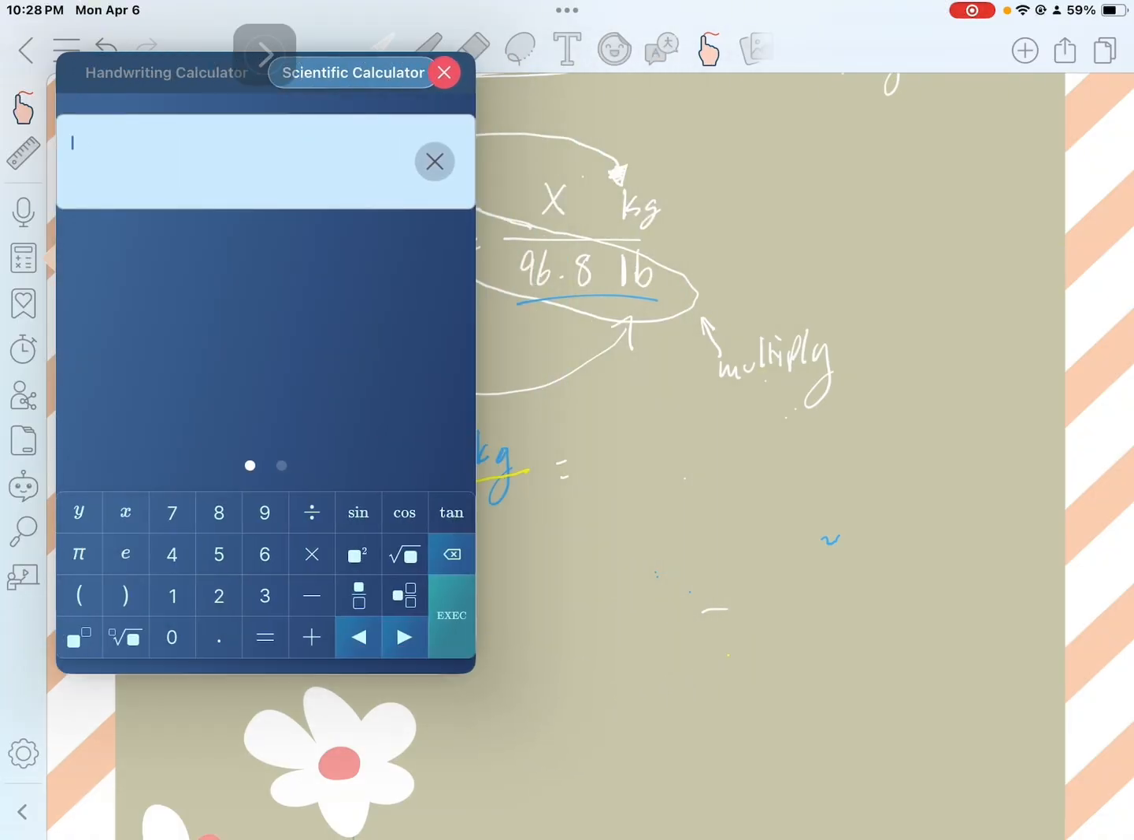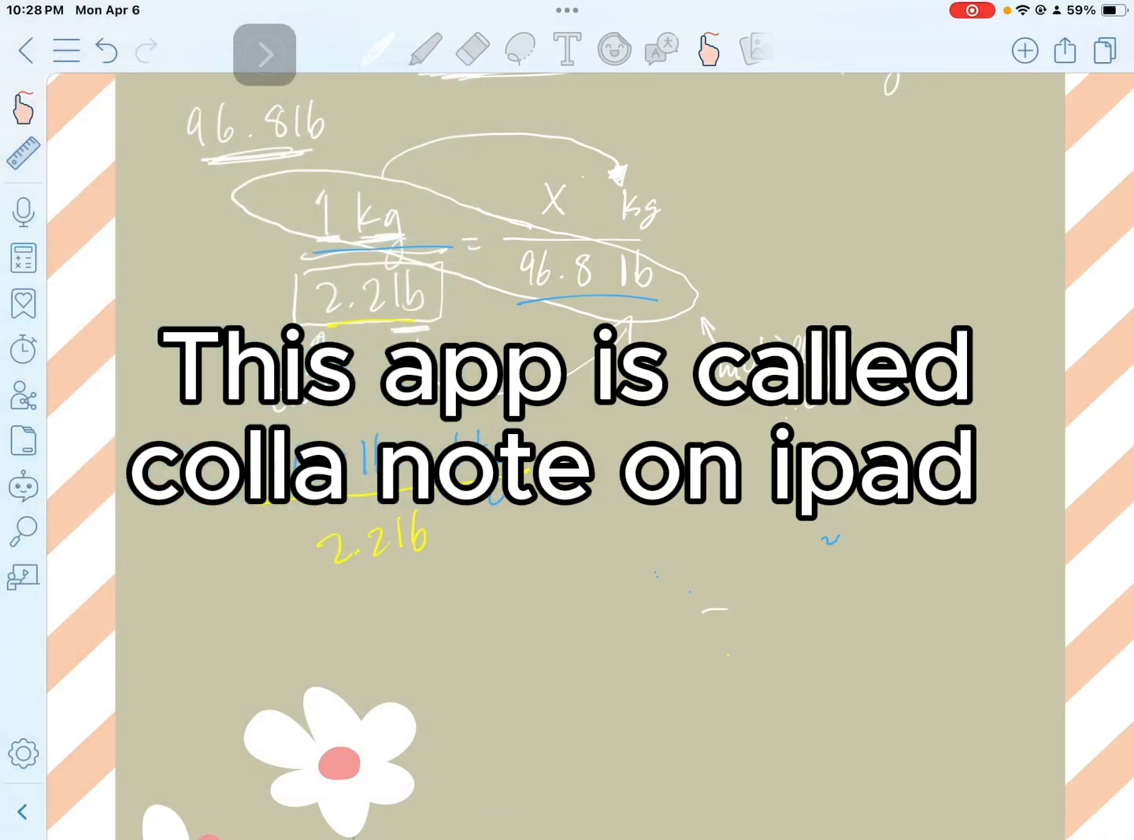Oh, this app is called Colanote, by the way.